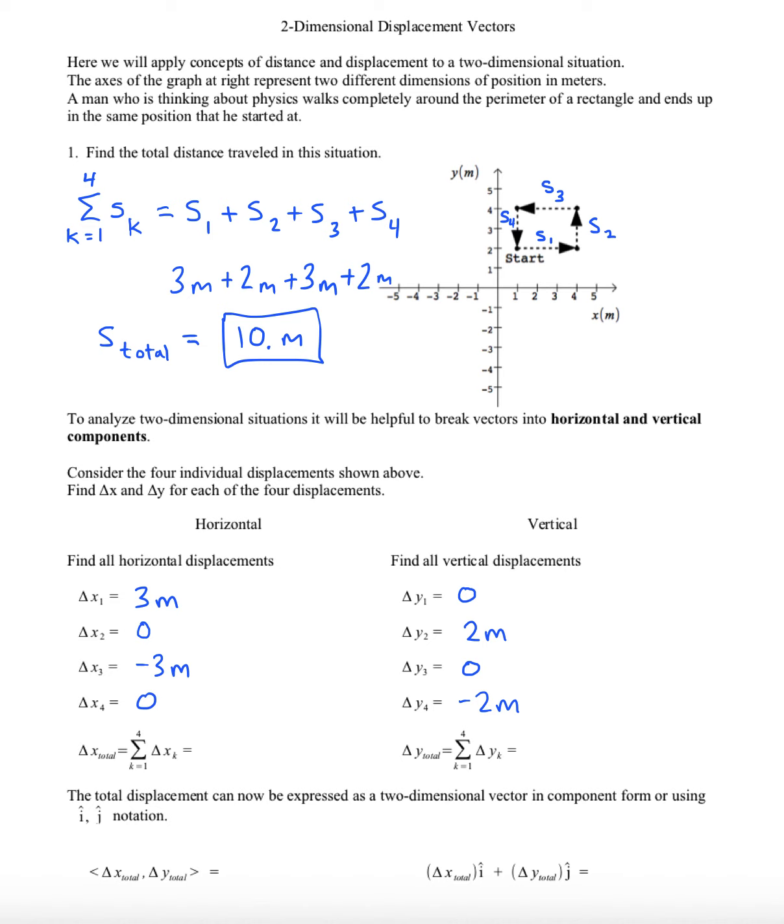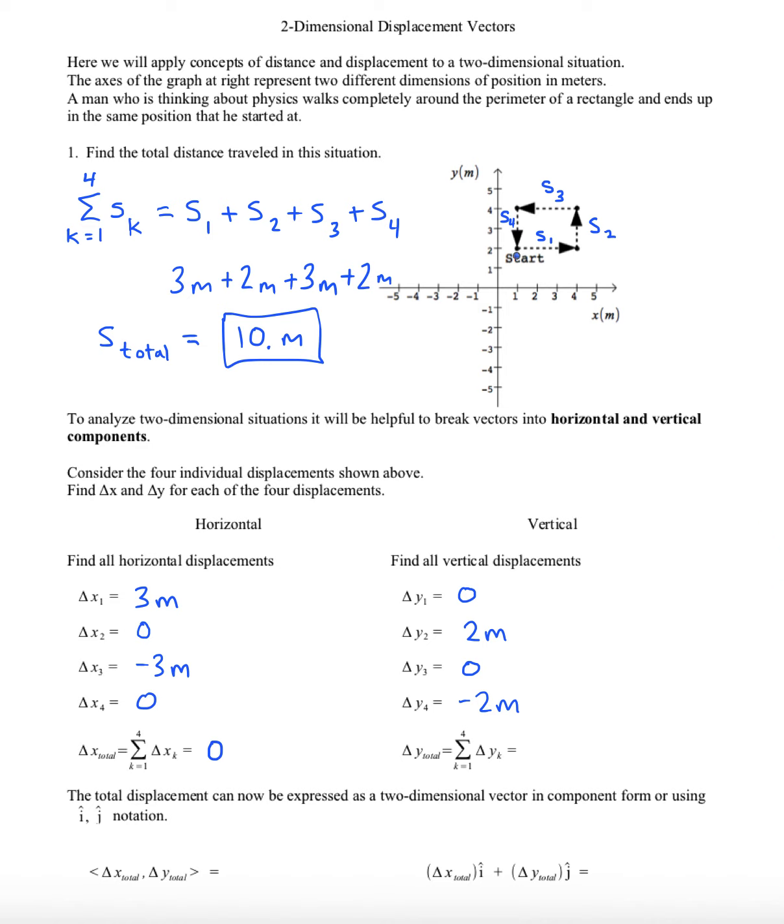Now what we'd like to do is find the total displacement of the person from start to finish. So what we'll do is sum the delta x's separately from the delta y's, and that's common in two-dimensional motion. The different dimensions are independent of each other, so we just focus on one at a time. So our delta x total is going to be 3 plus 0 plus negative 3 plus 0. That's a displacement of 0 in the x direction.